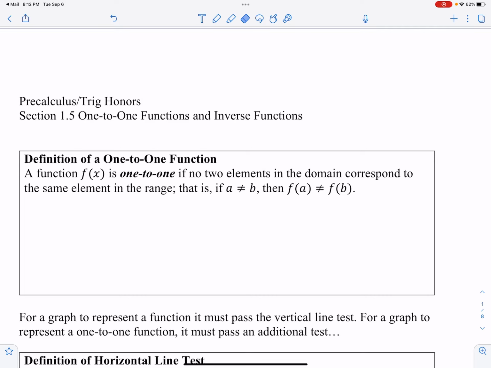Hi there, this video is on section 1.5, one-to-one functions and inverse functions. So first we're going to talk about the definition of a one-to-one function.